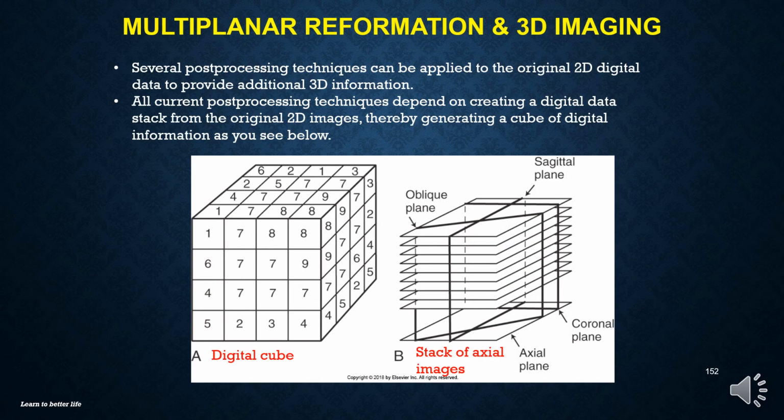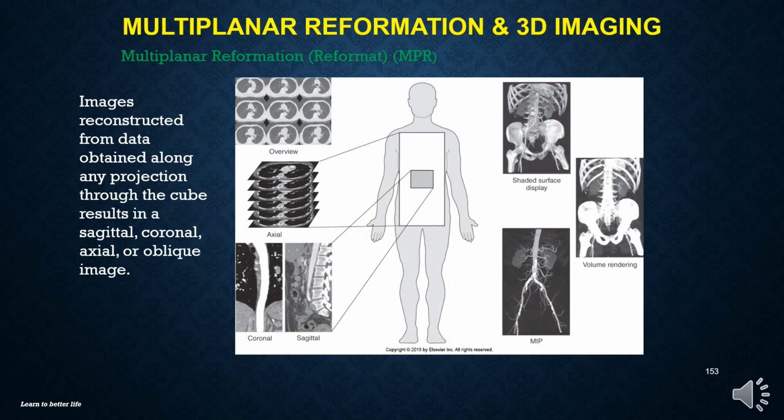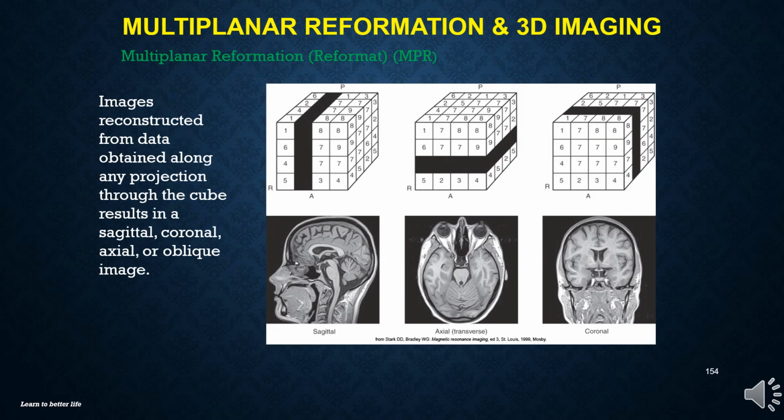Several post-processing techniques can be applied to the original 2D digital data to provide additional 3D information. All current post-processing techniques depend on creating a digital data stack from the original 2D images, thereby generating a cube of digital information, as you see below. Multiplanar reformation, reformat, MPR, is images reconstructed from data obtained along any projection through the cube, resulting in a sagittal, coronal, axial, or oblique image. Here are the results of the multiplanar reformation.